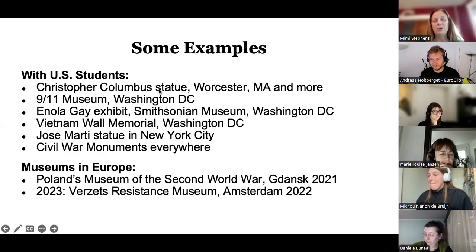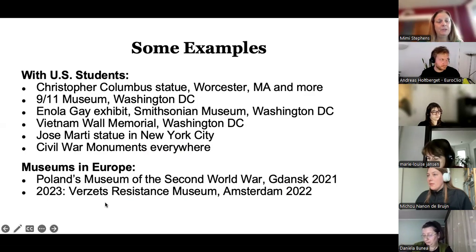And then, of course, we can always talk about different museum exhibits. So the 9/11 Museum, lots of controversy about what story we're going to tell. The Enola Gay exhibit, the Vietnam War Memorial. So all of these have contested histories. And again, the point is just to maybe help students think about it at home.